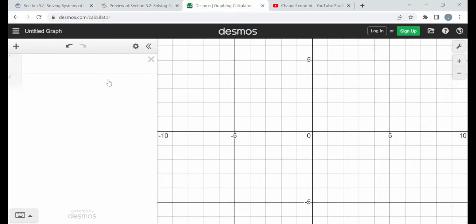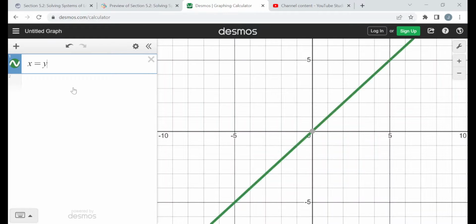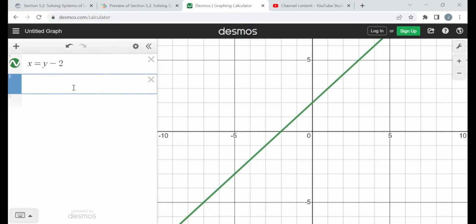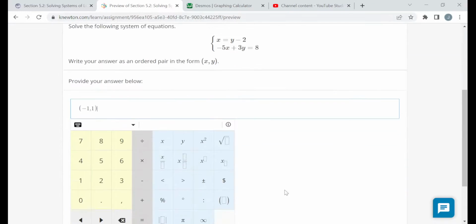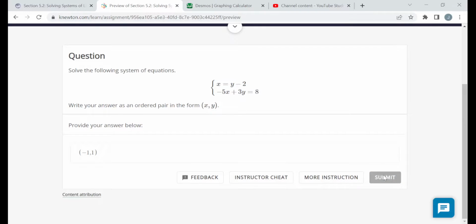Let's do the same thing I did in the last problem. Make a graph of these two. X equals y minus 2. There's a graph of that line. Negative 5x plus 3y equals 8. And you can see where they cross right here at negative 1, 1, which is what I had. So I'm entering the ordered pair, negative 1, comma 1. Great.